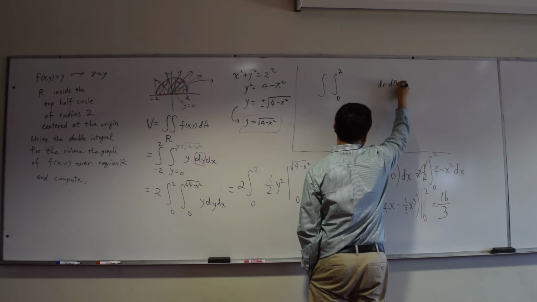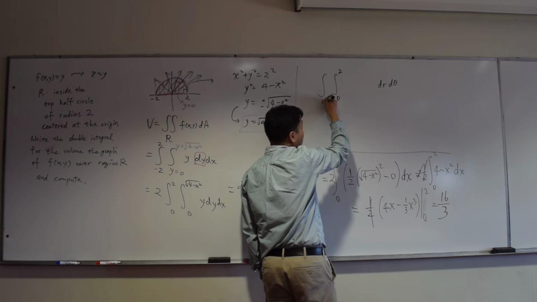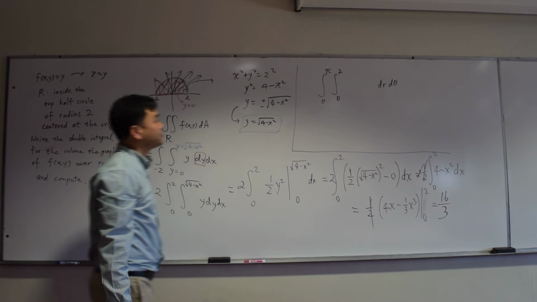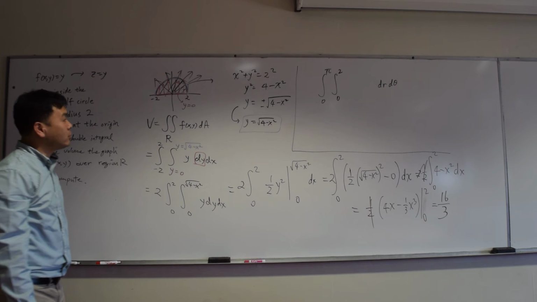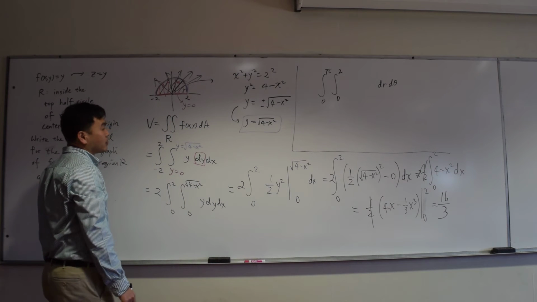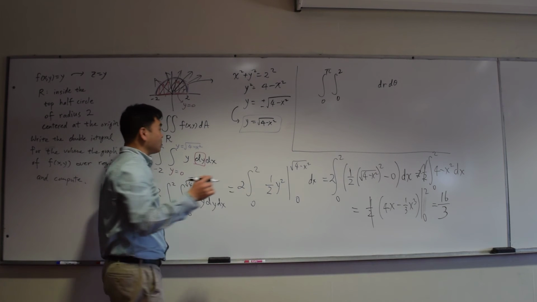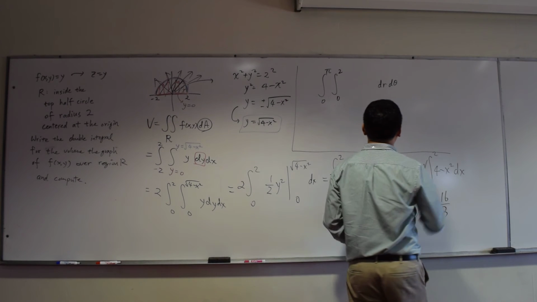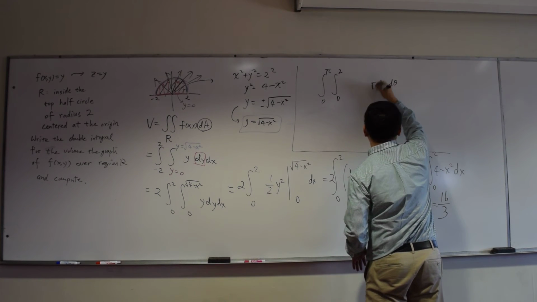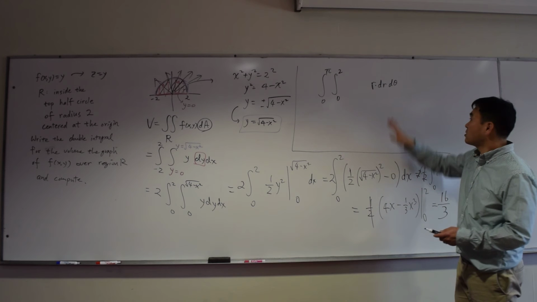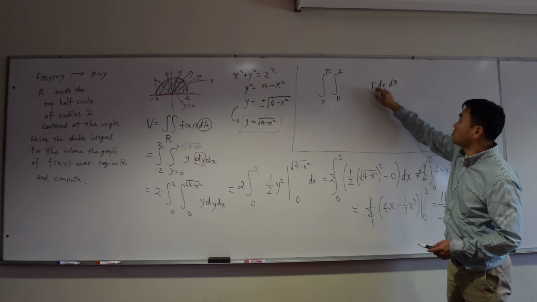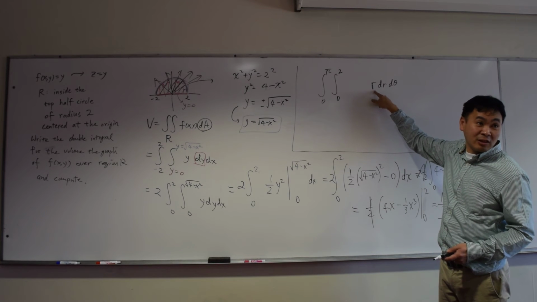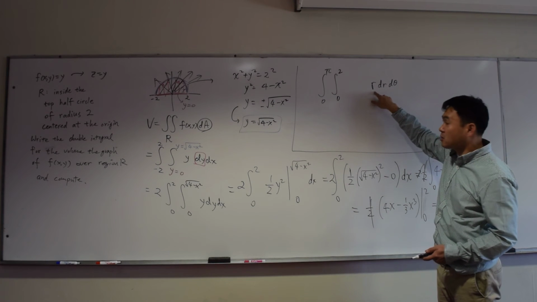And then what about theta? Theta will be from 0 to pi. And then there's one thing that it's easy to miss. What's dA equal to in polar coordinates? R dr d theta. So you need this r. Sometimes if you pay attention too much just to figure out the bounds, you forget that dA translates to r dr d theta. So you need this r.